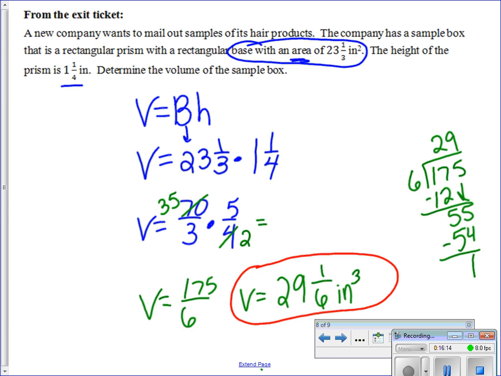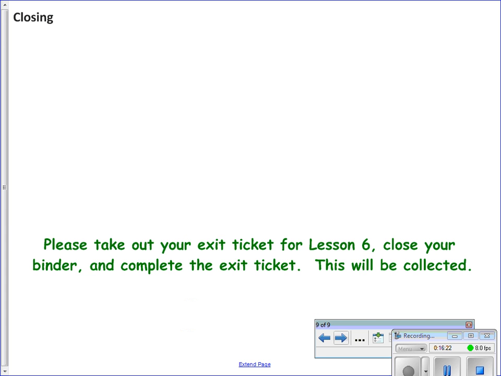So remember, when trying to find the volume of a rectangular prism, you can do length times width times height. But since we know length times width is the area of the base, we could also just do volume equals the area of the base times the height.